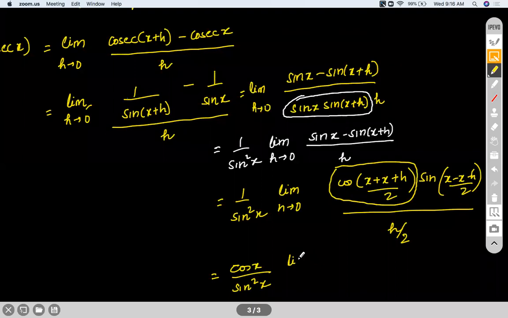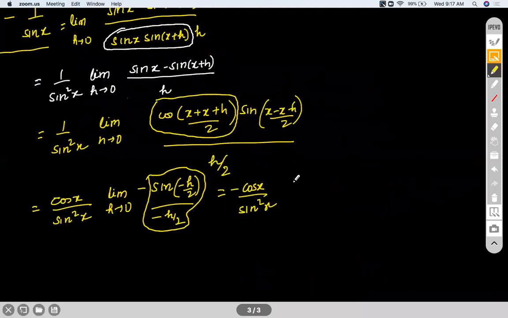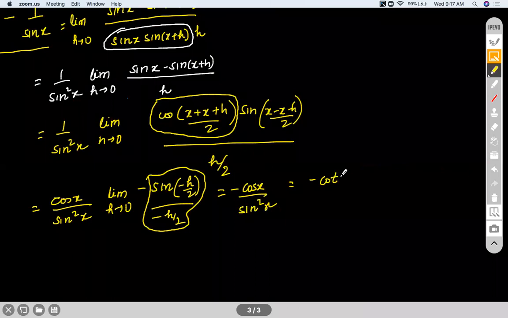And this becomes limit h tending to 0 of sine (minus h by 2) divided by h by 2. Just put a negative sign here, and this term will actually become a 1. So the answer would be negative cos x by sine square x. And if you simplify this further, it will become negative cot x into cosec x, or negative cosec x into cot x. So what did you do in this step?